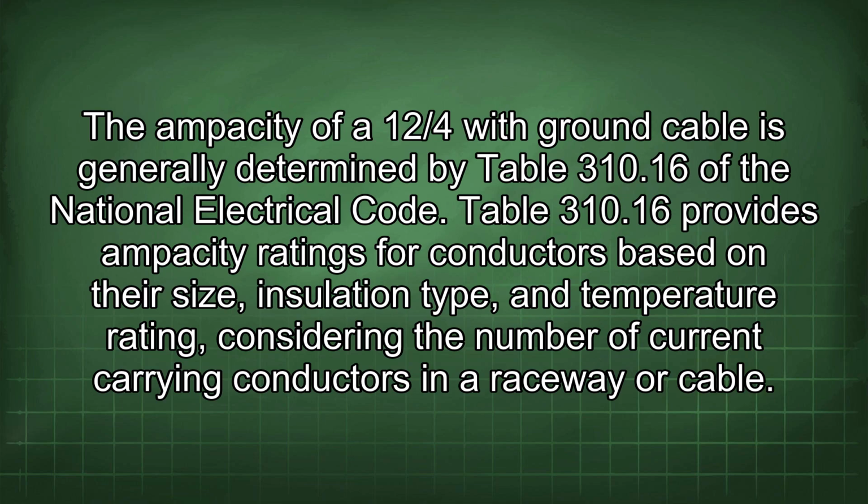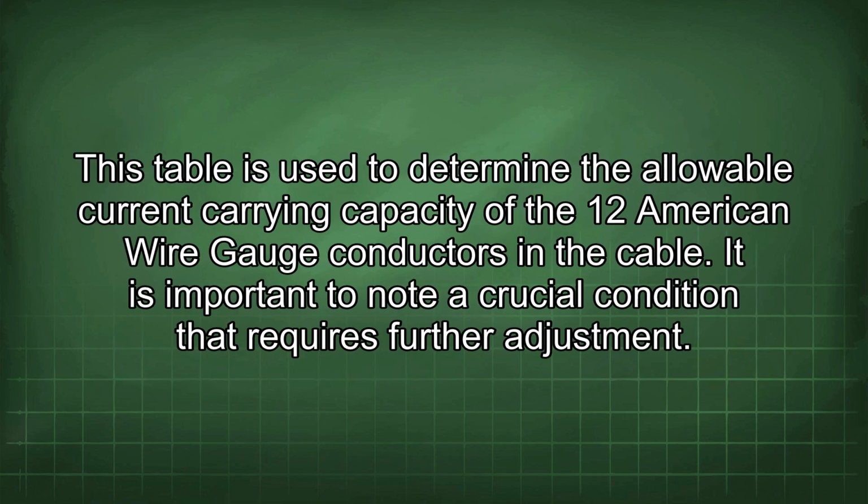Code. Table 310.16 provides ampacity ratings for conductors based on their size, insulation type, and temperature rating, considering the number of current carrying conductors in a raceway or cable. This table is used to determine the allowable current carrying capacity of the 12 American wire gauge conductors in the cable. It is important to note a crucial condition that requires further adjustment.